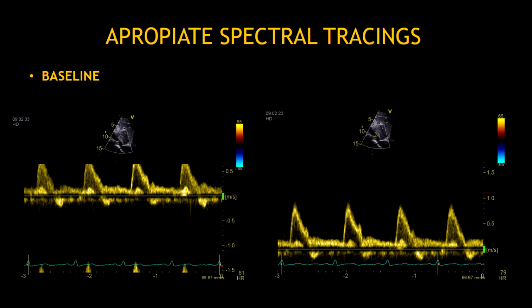The baseline is also a very important feature to optimize the tracings. You can move the baseline up and down to be able to appreciate better the spectral Doppler. As you can see in the first picture, the blood flow was going towards the transducer, and I had to put the baseline lower to be able to measure it properly and to appreciate the whole extent of the tracing.